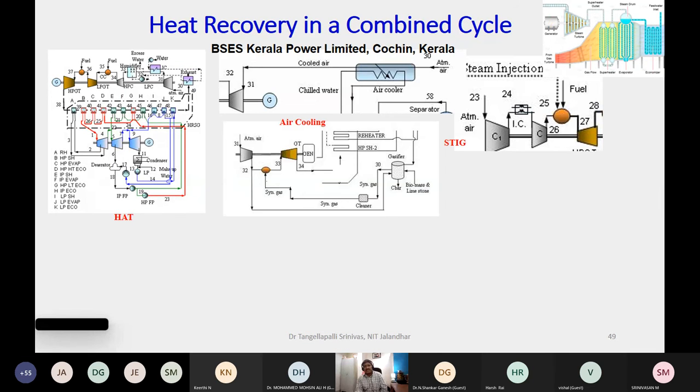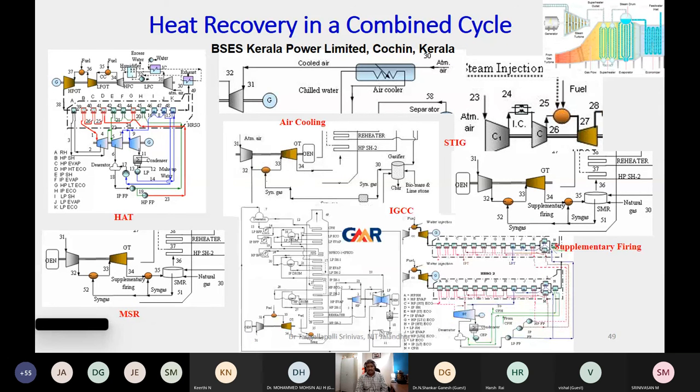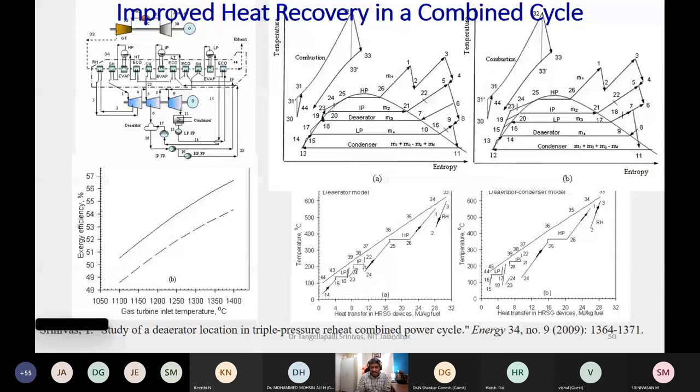Here, this bottoming system, topping systems are also there. Heat recovery combined techniques are available. These are also some case studies we did in Kerala, in Andhra Pradesh, Gulmarg, and Lampur. These are some of the ideas.